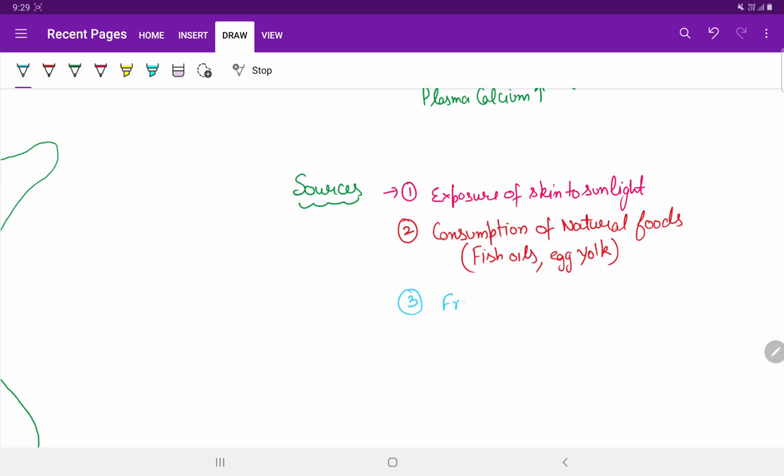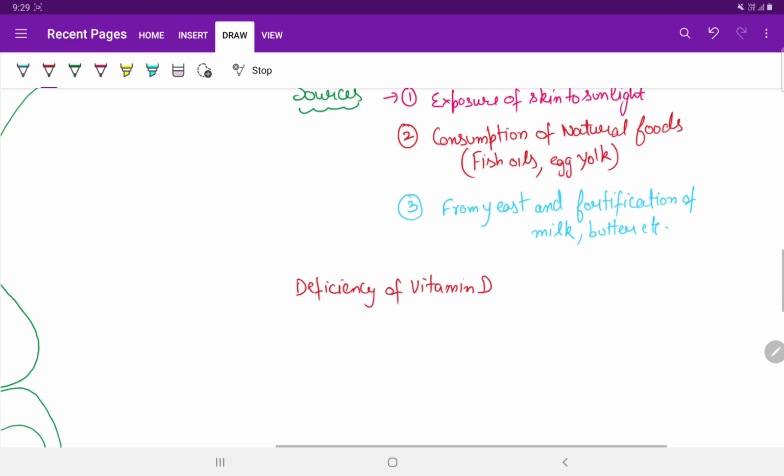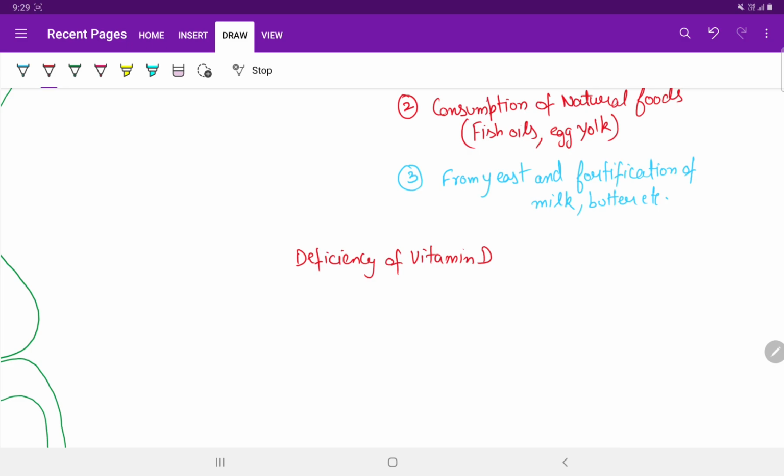So from yeast also, and fortification of milk and cheese, or milk, butter, any dairy product we can say. Now the deficiency of vitamin D may lead to a disorder known as rickets.